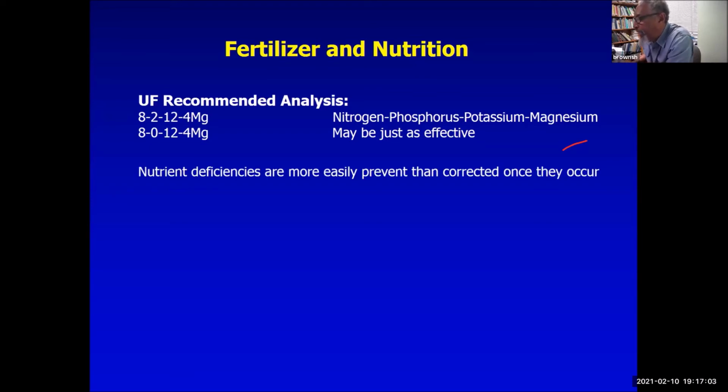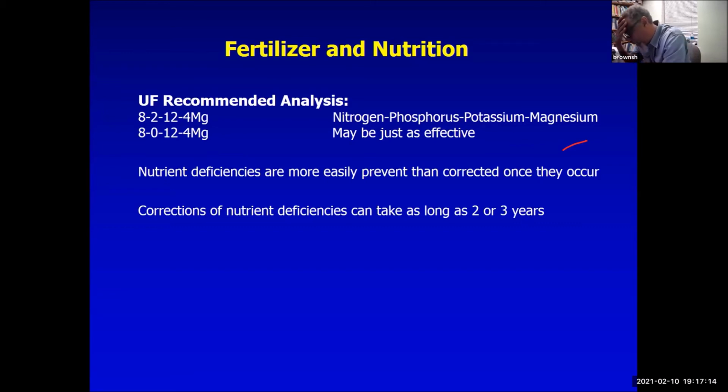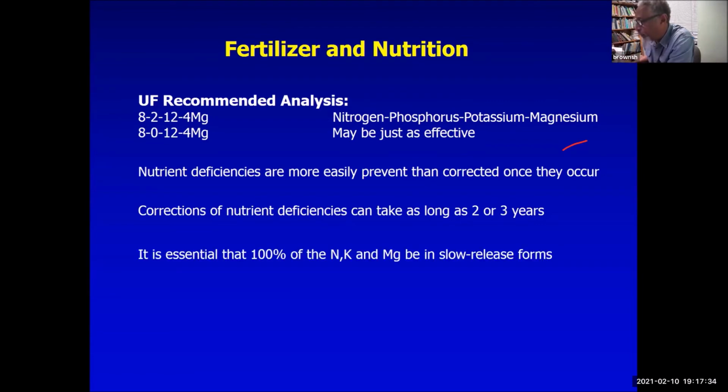Nutrient deficiencies, as I've said, are more easily prevented than corrected once they occur. Correction of deficiencies can take 2 or 3 years, and you know what? By the time I see some of these pictures, it's too late. You may as well just take out the palm, because I don't think many individuals have the patience to wait around for 2 or 3 years for the palm to correct itself. And in many cases, it cannot correct itself. The problem is too far gone.